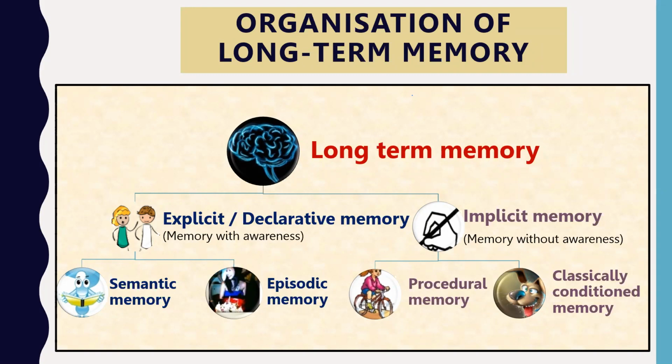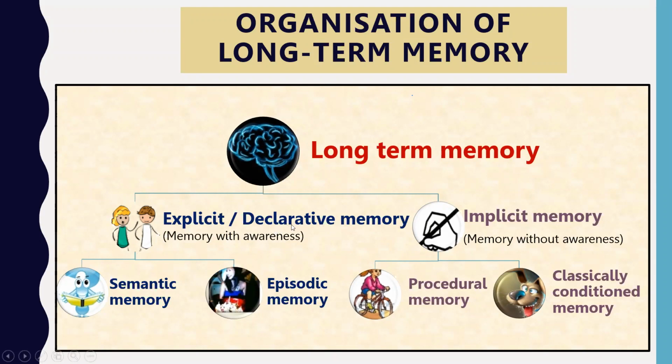It does have an organization where specific memories, like episodic memories, are held in specific parts of the brain. And procedural memories are held in another part of the brain. And how the long-term memory is organized actually also reflects this concept of explicit versus implicit memory. Explicit memory is basically memory that you can easily talk about. That's why we've got this image of two people talking here. So explicit memory is memory that you can easily talk about. It's also called declarative memory.